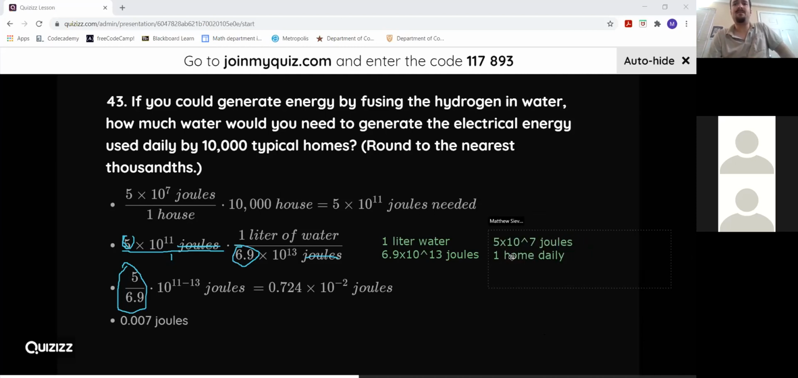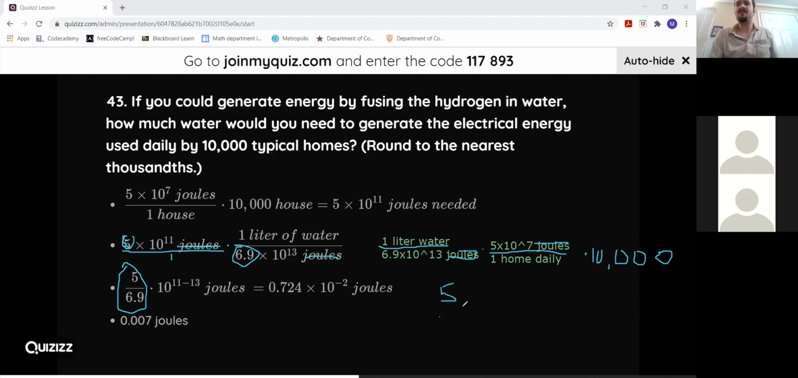So I multiplied these 2 things, and then I multiplied by the 10,000 is what I did in my notes. So this is 1 fraction. I'm multiplying it by this fraction. And then multiply this by the 10,000 homes, which is the same thing as 10 to the 4th power. So I still did the 5 over the 6.9. So even doing it this way, I'm getting 5 over 6.9. I'm getting 10 to the 7 minus 13 plus 4 is what I'm going to end up doing.